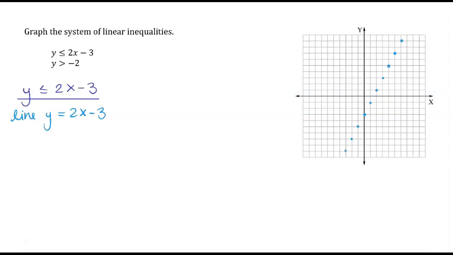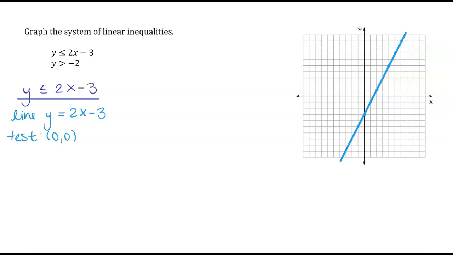Since we have a less than or equal to symbol in this inequality, we want to graph this with a solid line. Points that are on the line are part of the solution set. Next, we'll test a point to see which side of the line the solution set is. Let's test the point (0, 0).